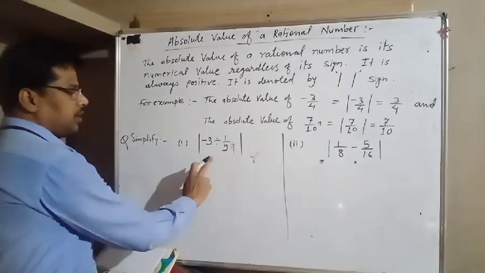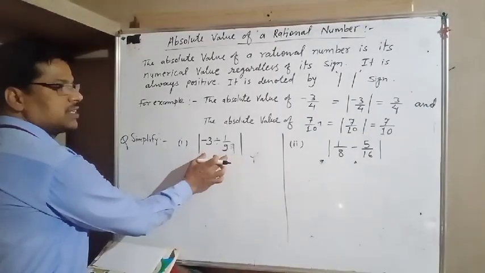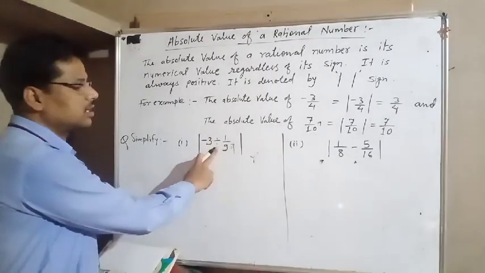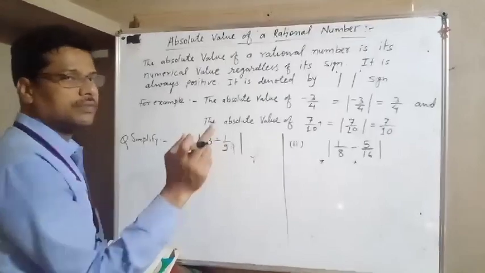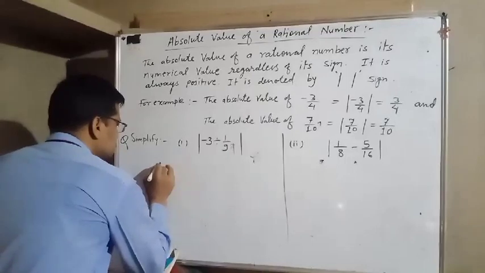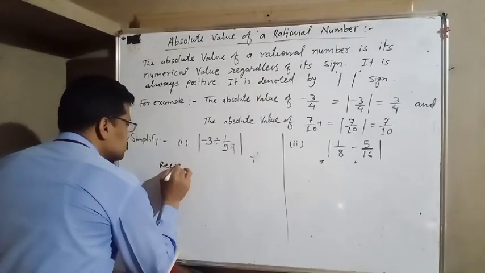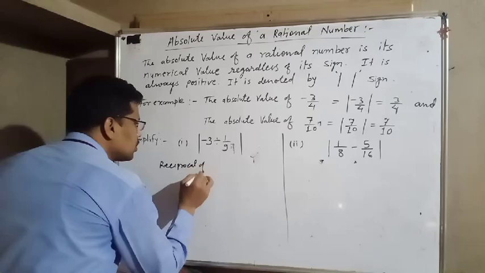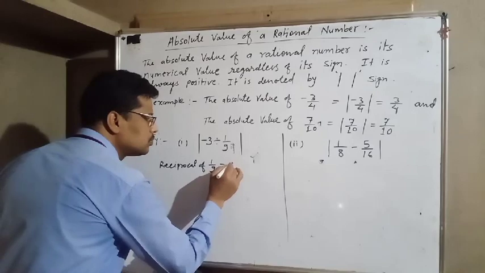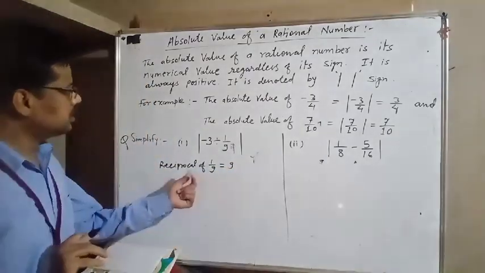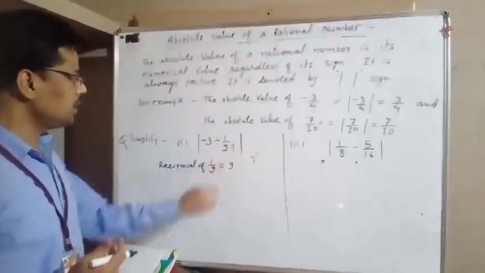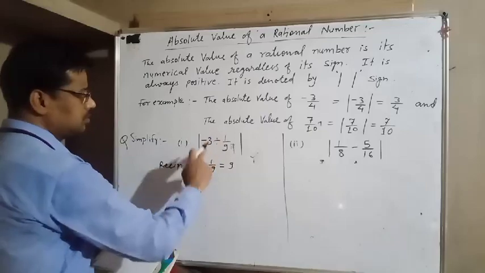Now we want to simplify. How will you solve this expression? Minus 3 divided by 1 upon 9. This divide sign can be converted into multiplication, because many students have a problem here. Here we will use the reciprocal property. The reciprocal of 1 upon 9 is equal to 9. When we want to convert the division sign into multiplication, we use the reciprocal property.